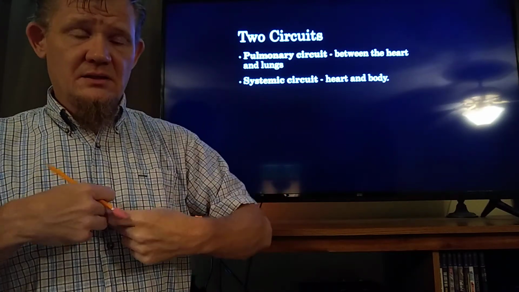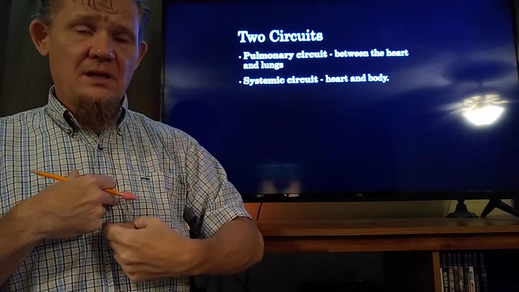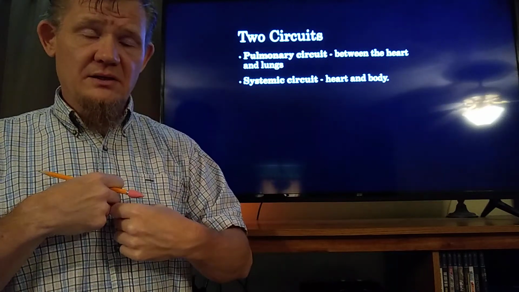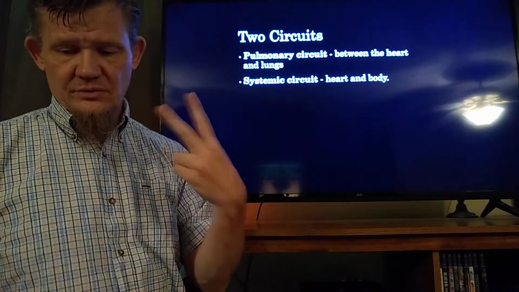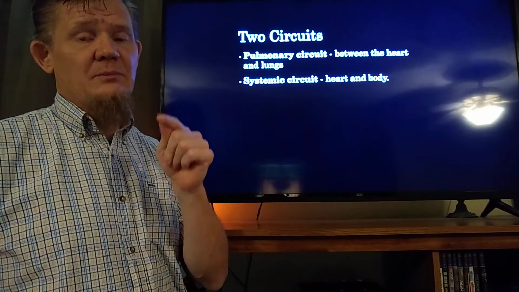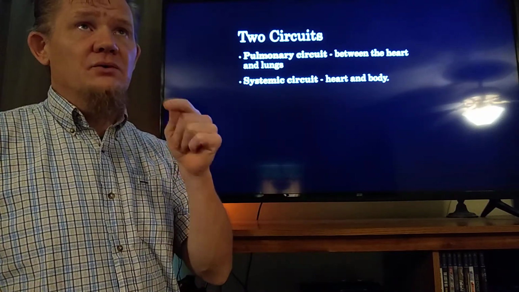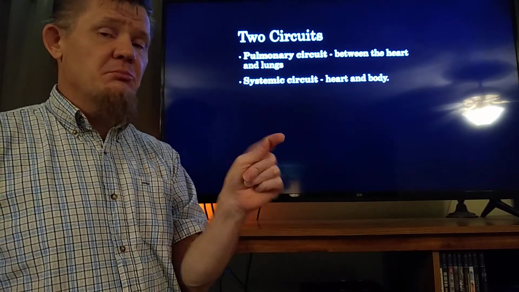Pulmonary circuit is blood goes to the lungs and back to the heart. And then the systemic circuit, blood goes to the body and then back to the heart. Two circuits. It's more efficient to do it that way because the blood only goes through one set of capillaries before coming back to the heart.